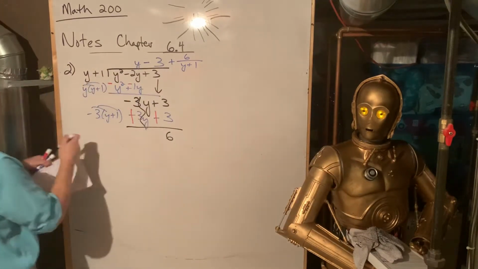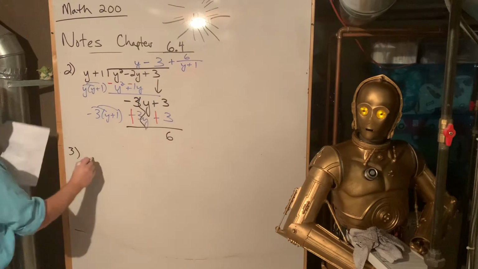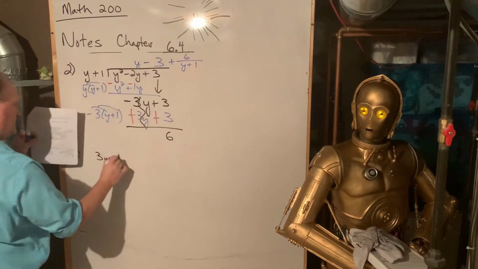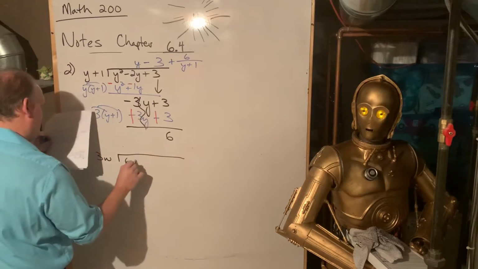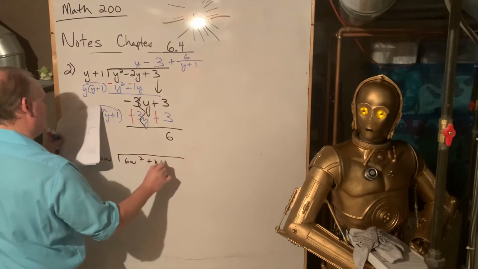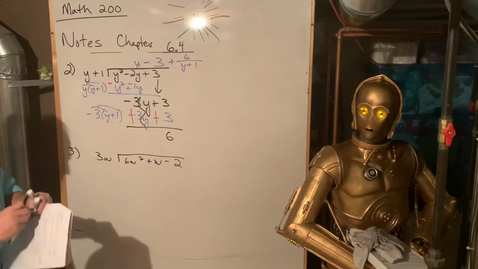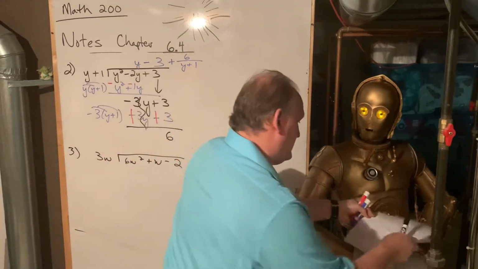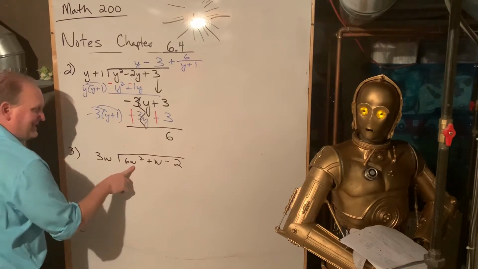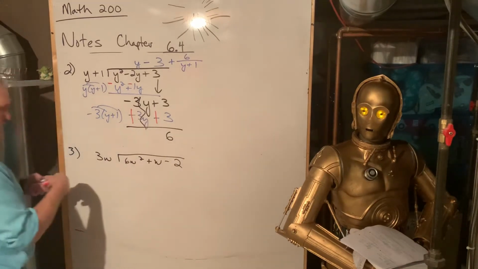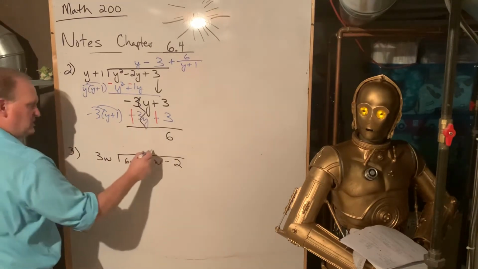We got 3w into 6w squared plus w minus 2. All right, let's have at it. So we're going to multiply. What do I multiply 3w by to make it be 6w squared? And that would be 2w.